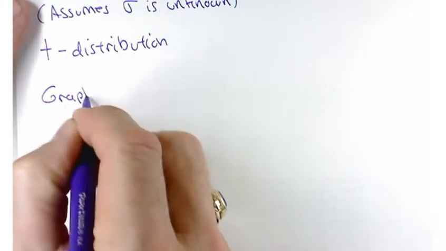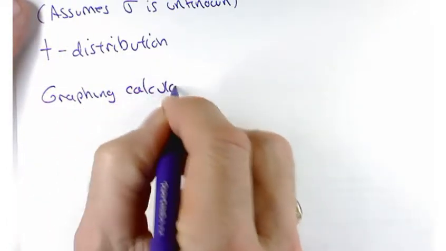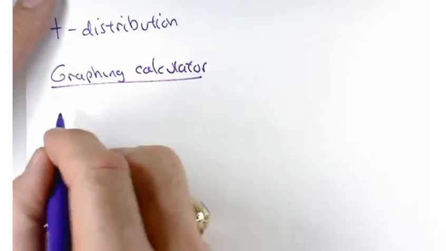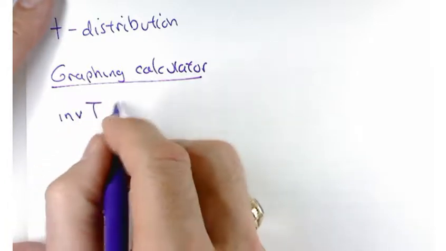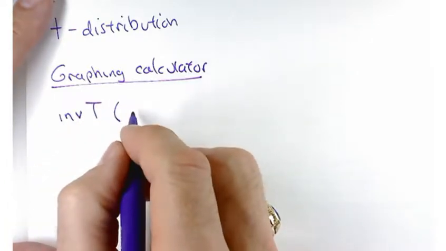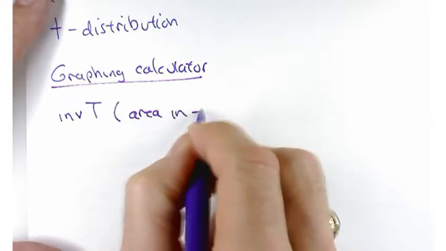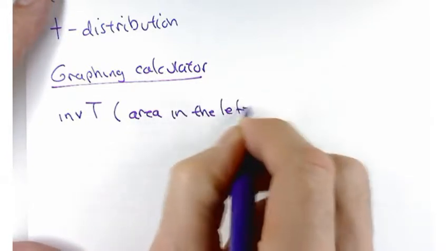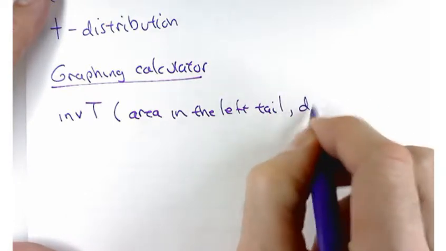Graphing calculator. The command on your graphing calculator is inverse T, and it's going to be the area in the left tail, comma, degrees of freedom.